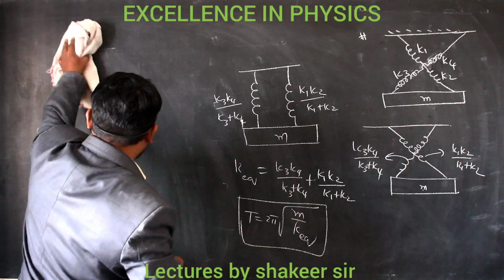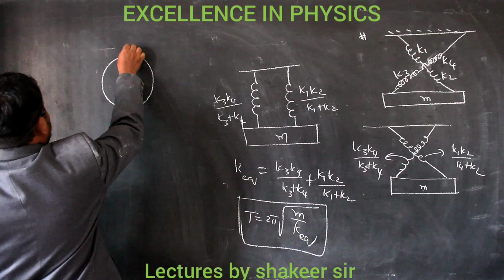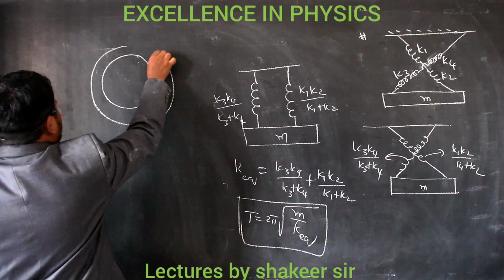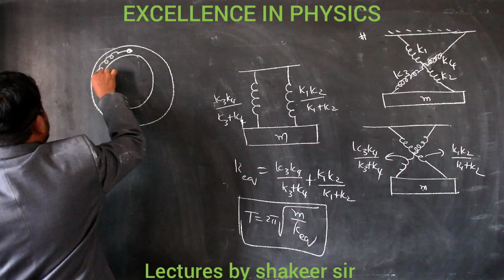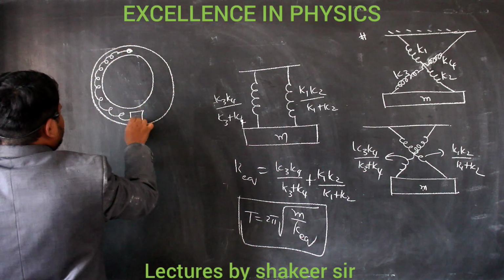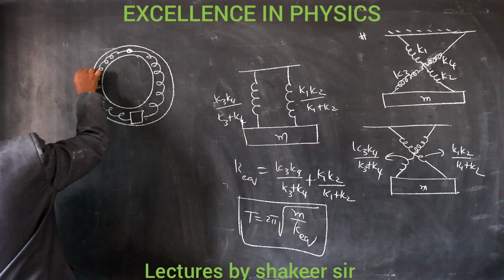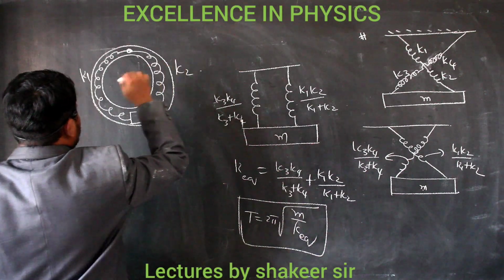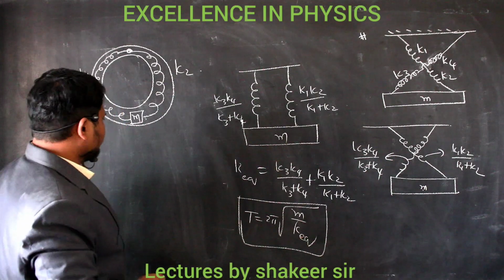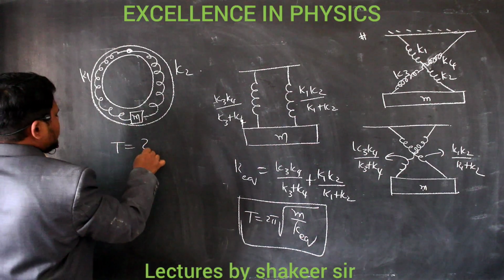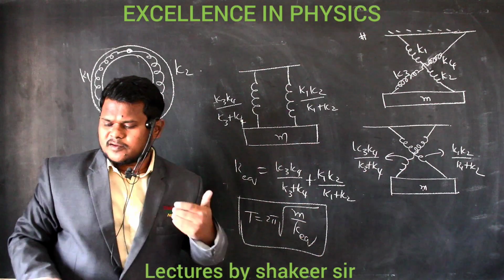Which question can we see? Let us see this one. For example, this is one spring. This is an arrangement like this. Here there is one spring which is connected like this. Similarly, here there is one more spring which is connected like this. This has a spring constant of K1, and this has a spring constant of K2, and this is mass m. Now for this total combination, try to calculate the T value. What is the time period?